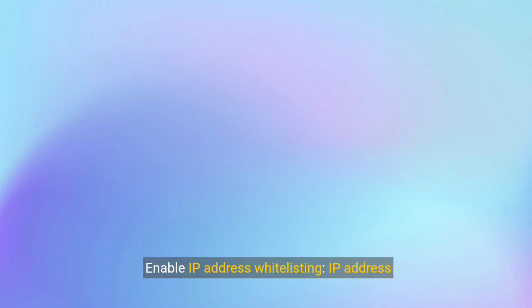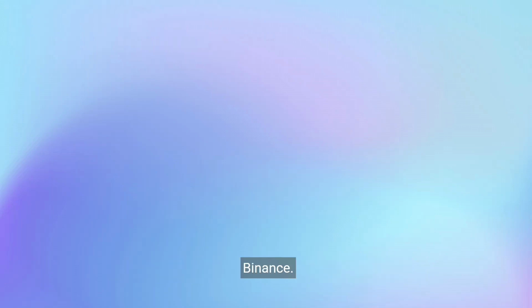Enable IP address whitelisting. IP address whitelisting allows you to restrict access to your Binance account from specific IP addresses. This helps prevent unauthorized access from unknown devices or locations. Go to Settings, Security, IP Address Management, and add the IP addresses you will use to access Binance.